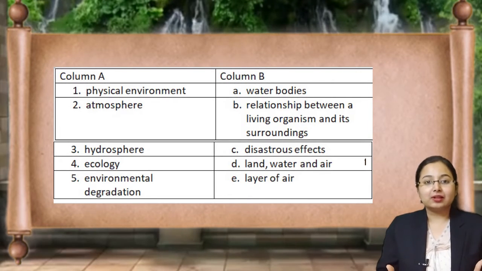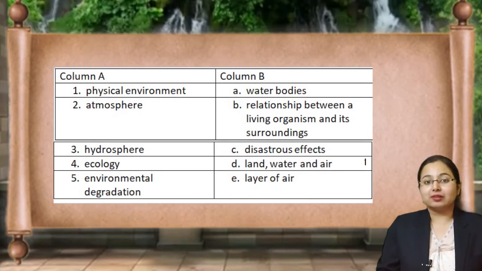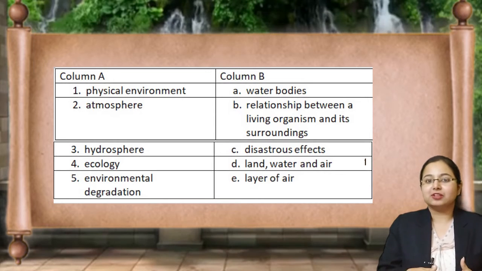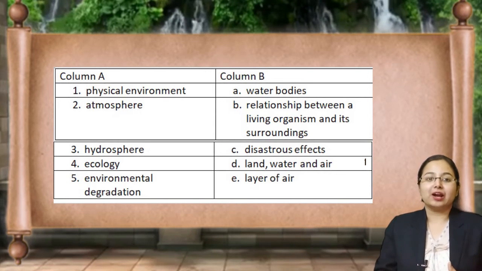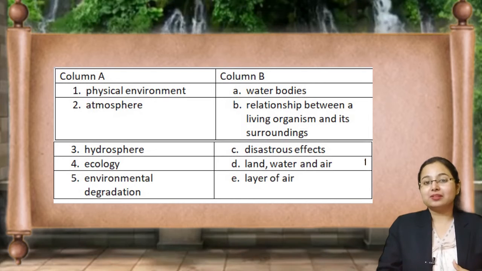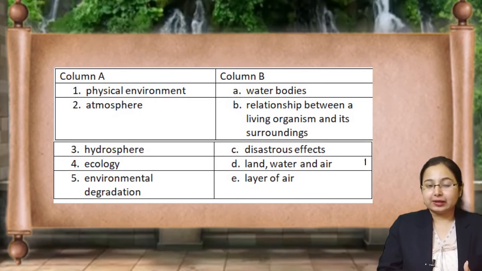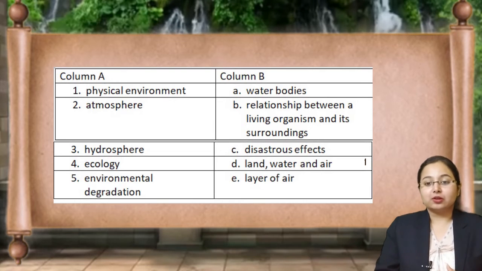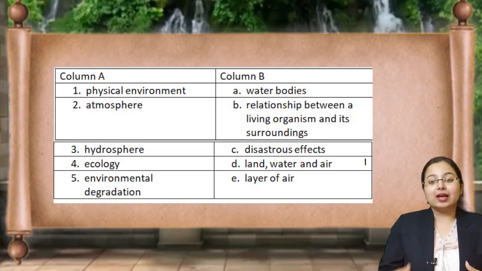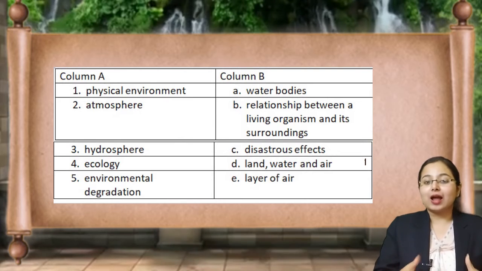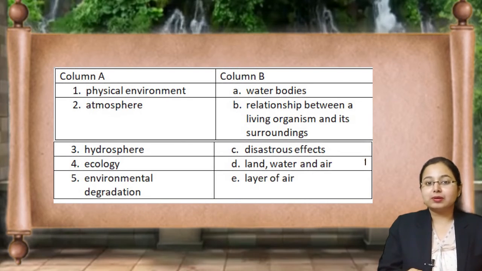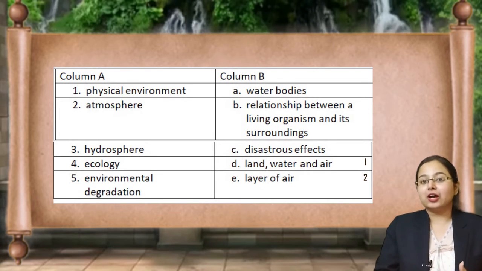What do you mean by physical environment? The abiotic ones, that do not have life. It comprises the land, that means lithosphere, water, that means hydrosphere, and air, that means atmosphere. So A will match with D. Next we have atmosphere. What is atmosphere? It is a layer of air. So option 2 will be matched with option E. Atmosphere means layer of air.